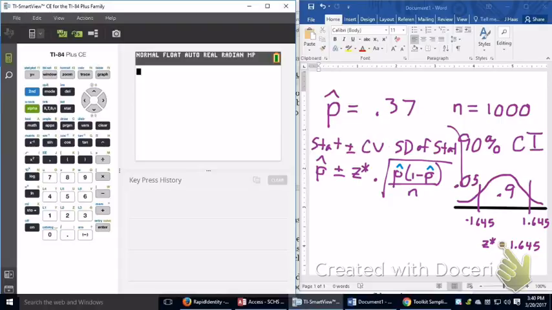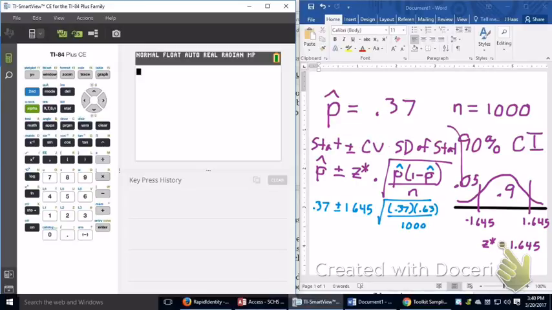Now, the statistic it gives us is 0.37, so I'm just going to substitute into this formula. 0.37 plus or minus, my critical value was 1.645, times the square root of, once again, 0.37 is the best estimate I have, then 0.63, and then my sample size in this case was 1,000. Now, at this point, I'm going to reach for the calculator.